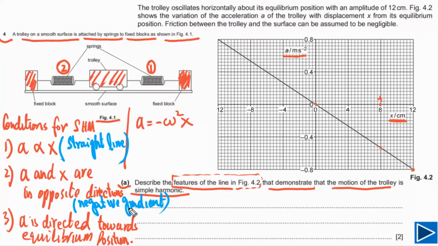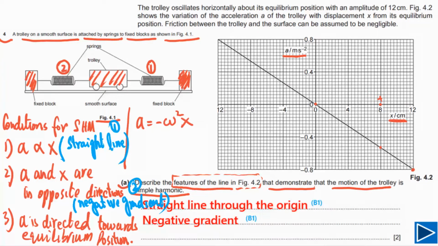These two features of the line: you can see this line is a straight line and the gradient of this line is negative. So it means the motion of this trolley is simple harmonic motion. And simply we have to write down these two points to get two marks. In your final answer, simply you can write down straight line through the origin. This feature of the line tells us that a and x are directly proportional. And the second feature, negative gradient, means a and x are in opposite directions, meaning when one is positive, the other is negative, and vice versa.